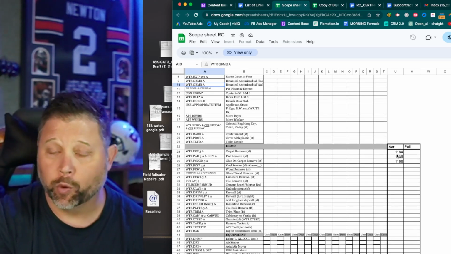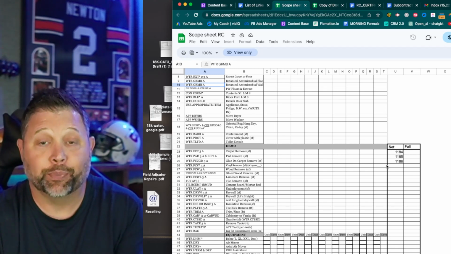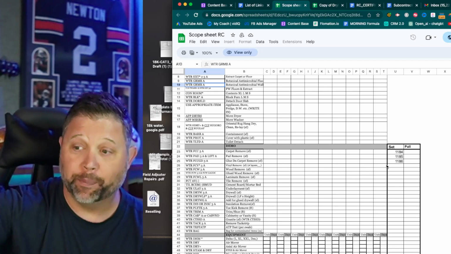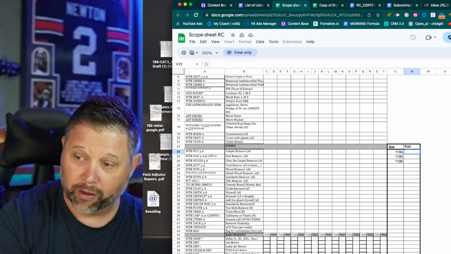We also had set and pull. Again, you don't need some big fancy software to track, did your gear get pulled offsite or not? Literally, when you set a piece 1184, you put set, and then when you pull 1184, put pull 1184. That's as simple as it can be.